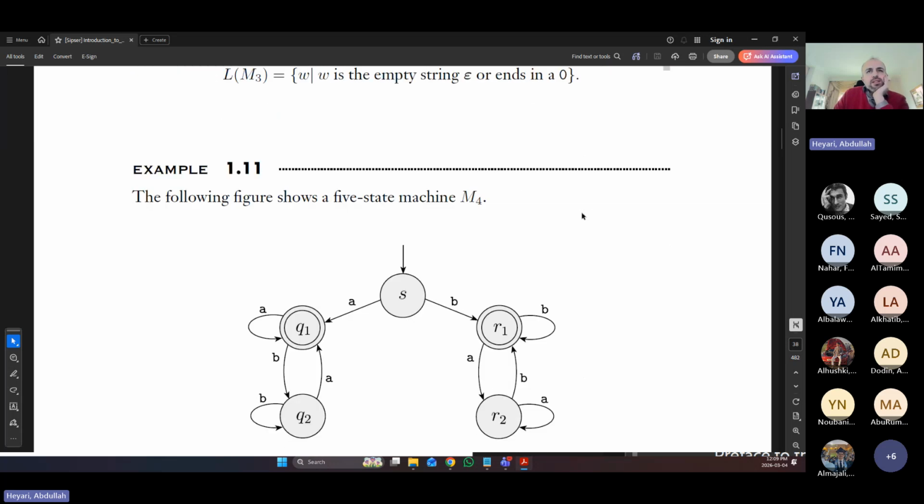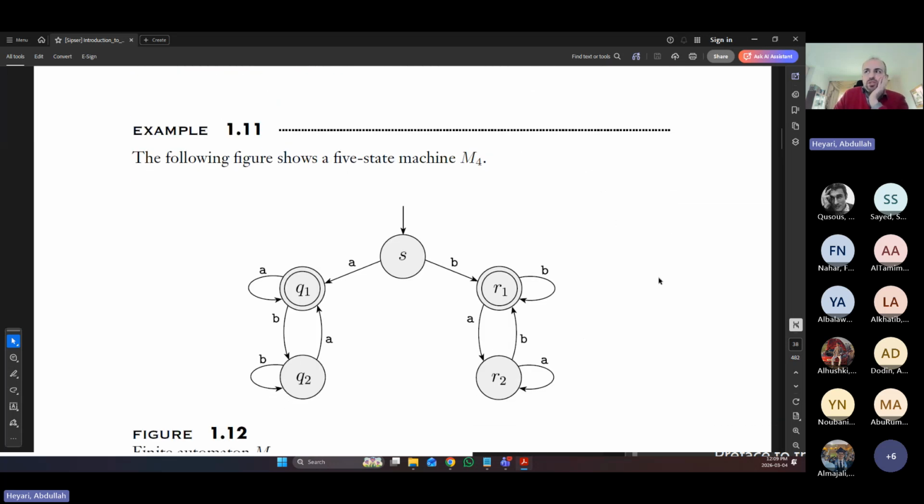So let's move a little bit here to this machine, called M4. First, it has a handful of states. It's got 5 states and 2 accept states. It's got a different alphabet, A, B instead of 0, 1. Not a major difference. But this is just a sequel of what has been discussed.